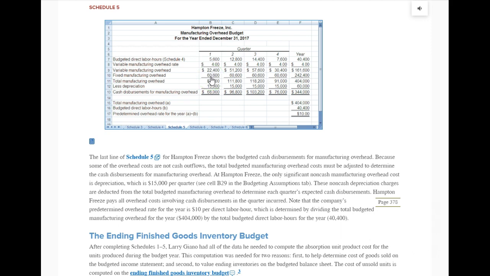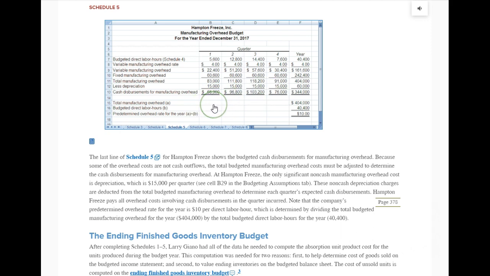We also expect to spend $60,600 in fixed overhead in quarter 1. So our total overhead will be $83,000. So that's the overhead budget in dollars. In total cost. What this lets us do is show how much cash that will actually cost us.